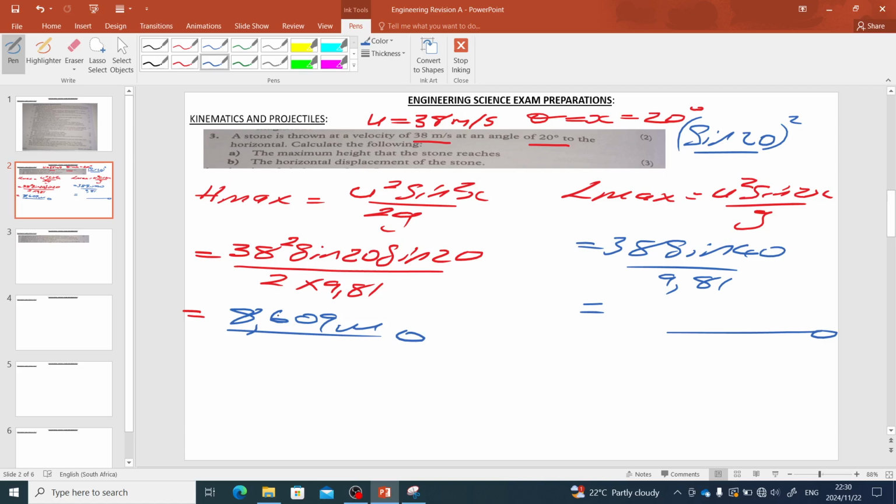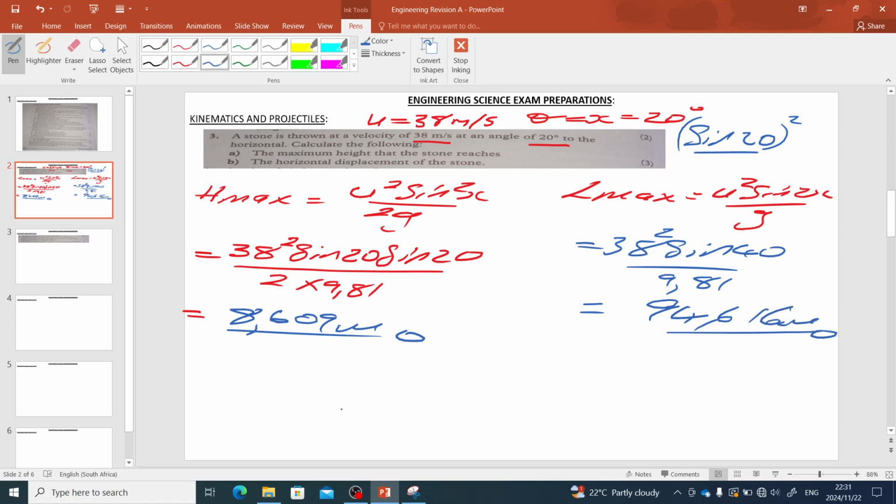Then in calculating the horizontal displacement, it will be 38 squared multiplied by sine 40 divided by 9,81. Now I get my answer as 94,616 meters, and it makes sense based on the given angle.